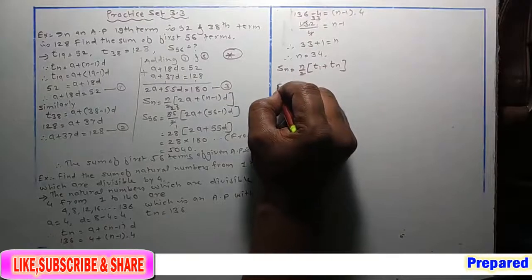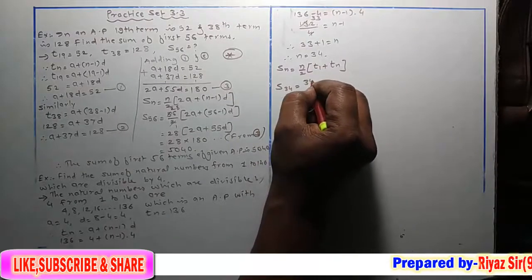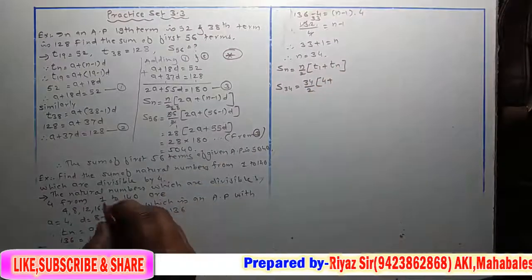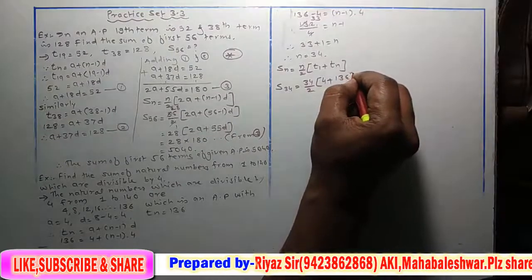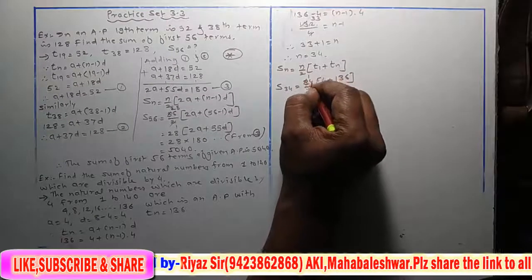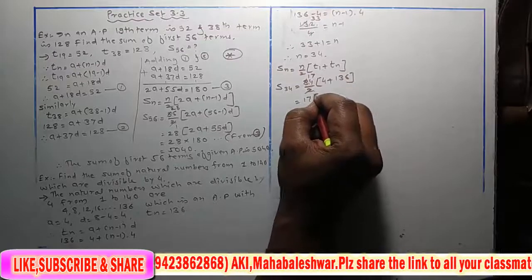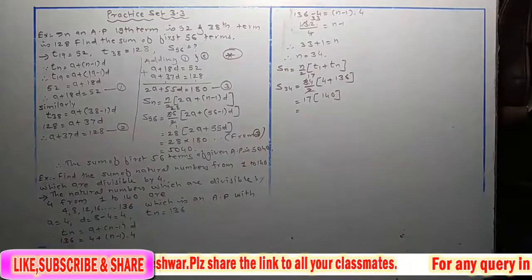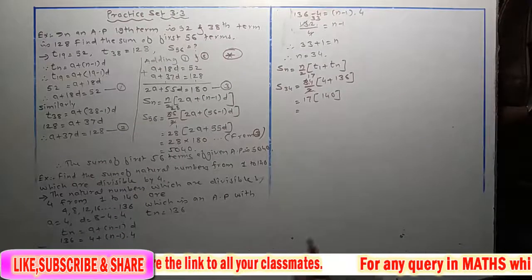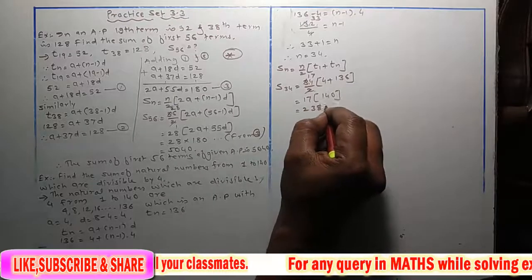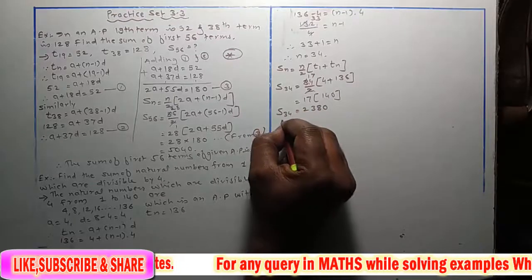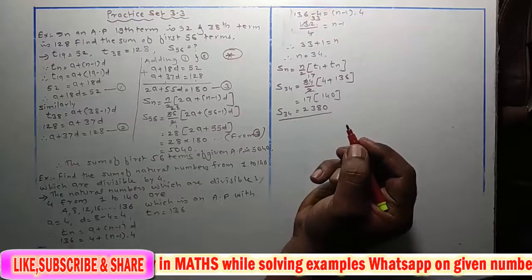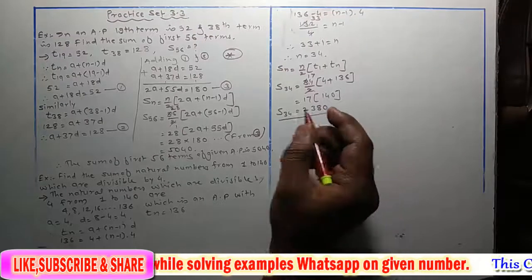So S34 is equal to 34 upon 2 into bracket, first number is 4 plus last number is 136. So 2 17s are 34, is equal to 17 into bracket 140, is equal to 17 into 140, it is 2380, and therefore S34 is equal to 2380. That is the answer. Yes, any doubt in this? No? Okay.